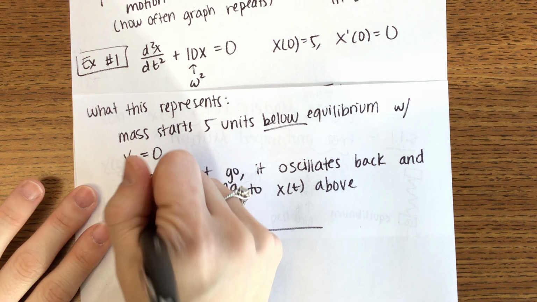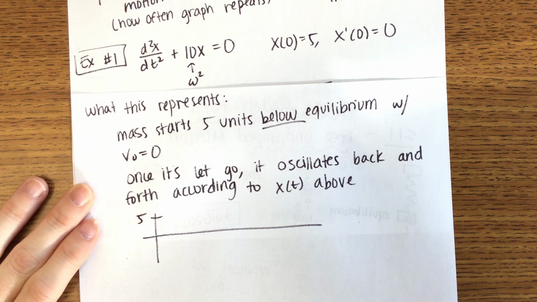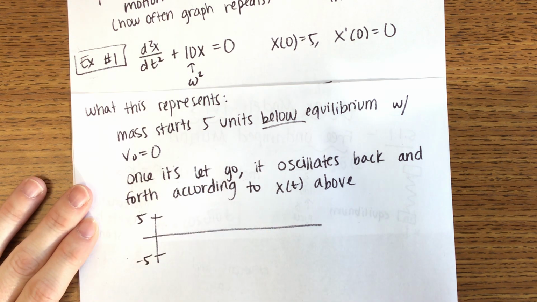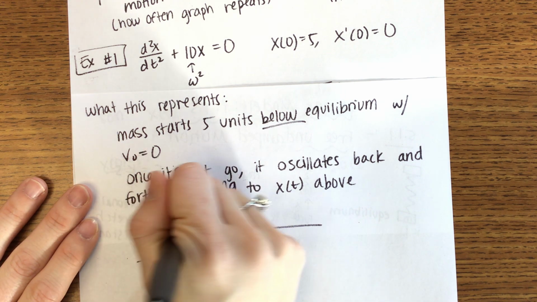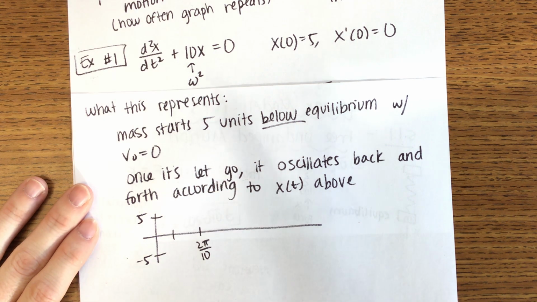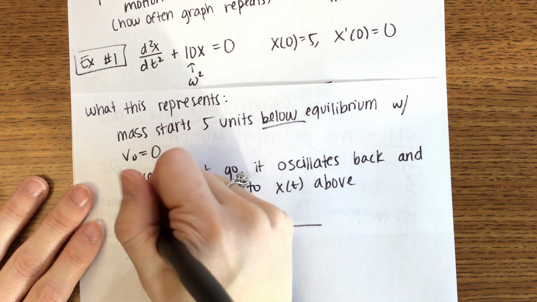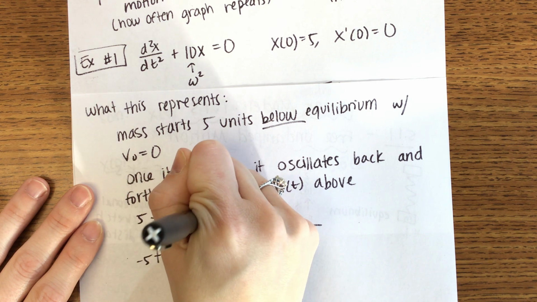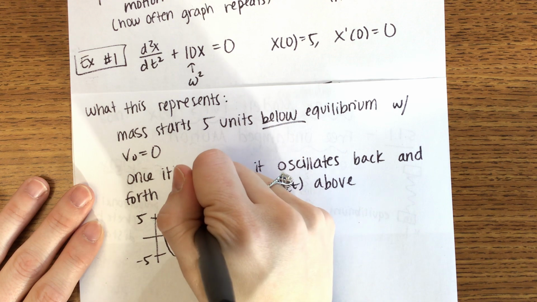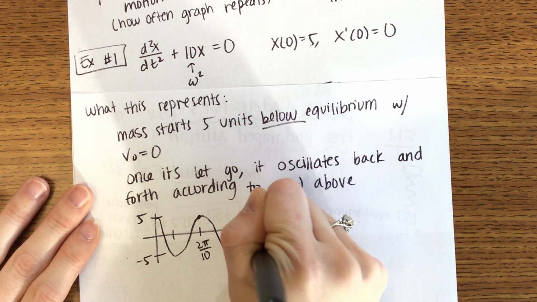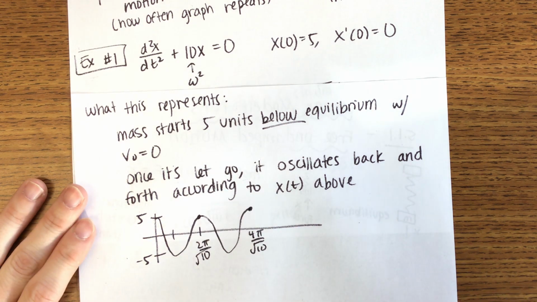If we were to graph this, object starts 5 units below equilibrium. The period is 2 pi over root 10. So that's when the graph will start repeating itself. If we graph cosine, something like that, and then it'll do the same thing again. So this will be 4 pi over root 10.